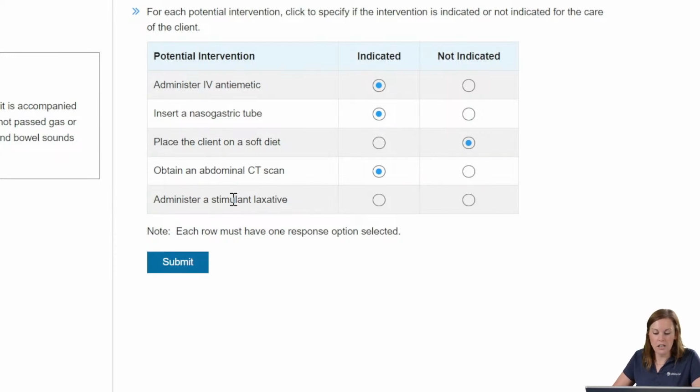And then administer a stimulant laxative. This is not indicated. We don't want to do anything that's going to irritate the peristalsis or overstimulate our bowels. So our indicated interventions are going to be rows 1, 2, and 4, and our not indicated are rows 3 and 5.